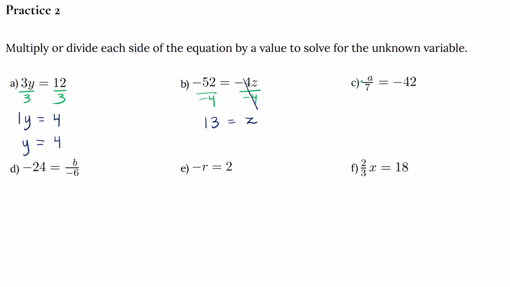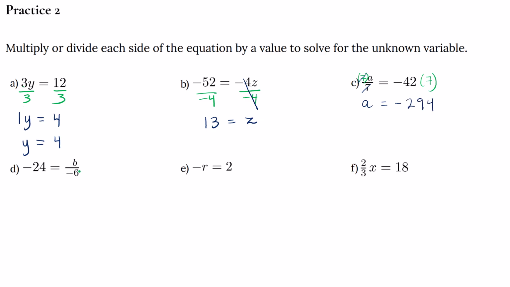Because a is divided by 7, we're going to have to multiply by 7 to get a by itself. So we'll multiply that by 7. Whatever we do to one side, we also have to do to the other. On the left side, 7 divided by 7 becomes 1 or cancels out. So all we have left on that side is a. And then -42 times 7 is -294.